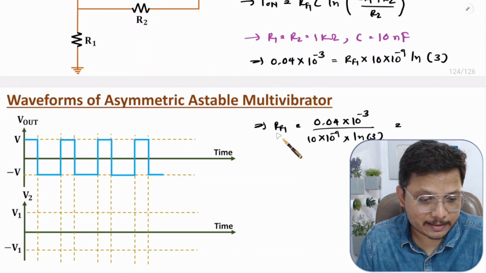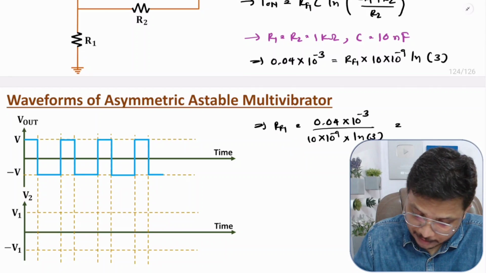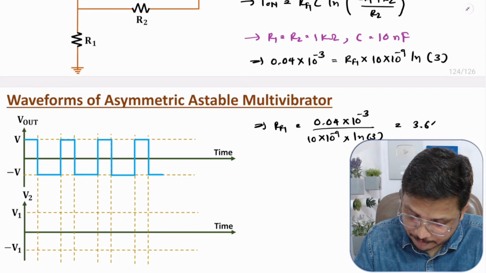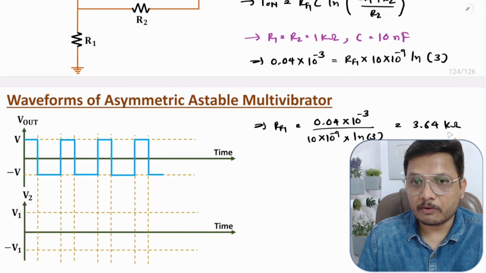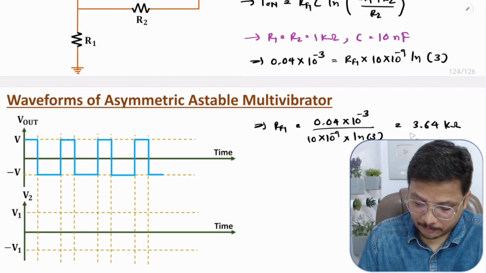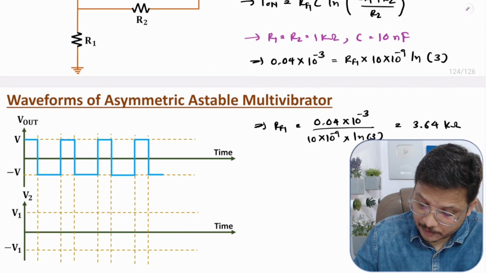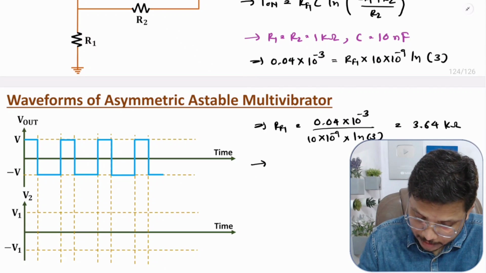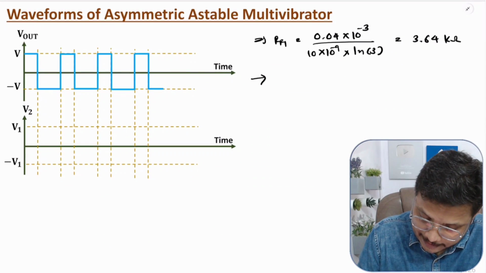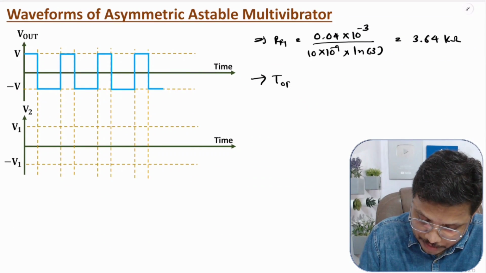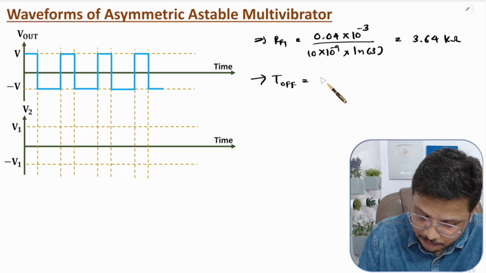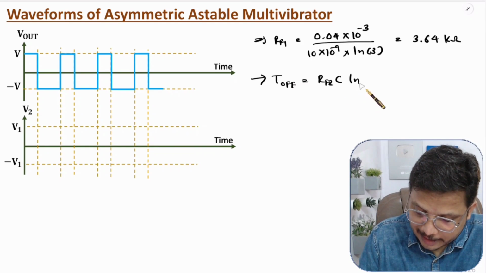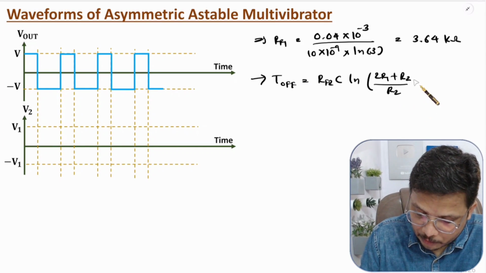Let me check what is my answer. So Rf1 will be 3.64 kilo ohm for this particular case, right? Similarly, we need to use the T off equation. So what is the T off equation? The T off equation is the same as the T on equation. In the T off equation, we will be having Rf2 into C ln of (2R1 plus R2) divided by R2.